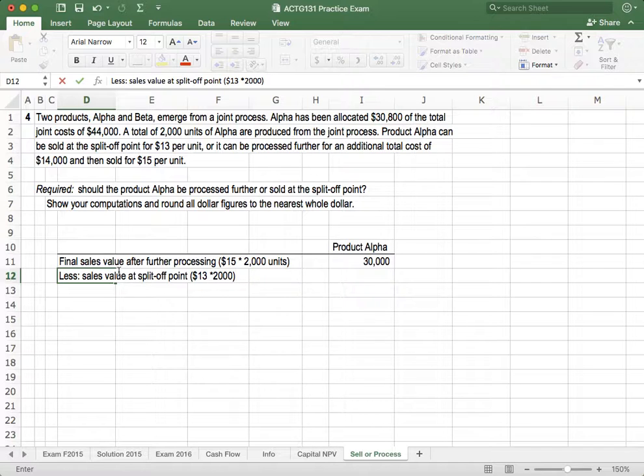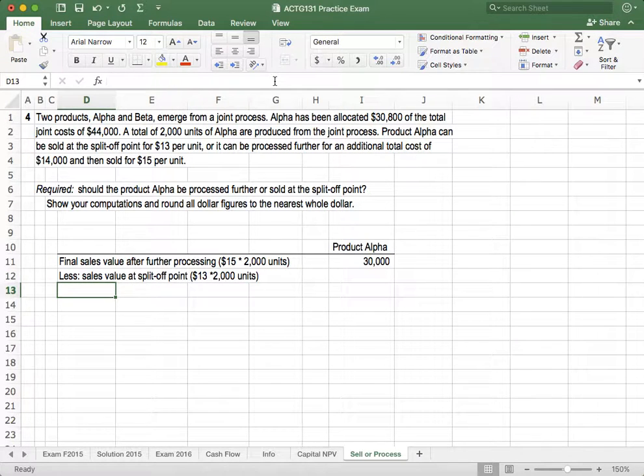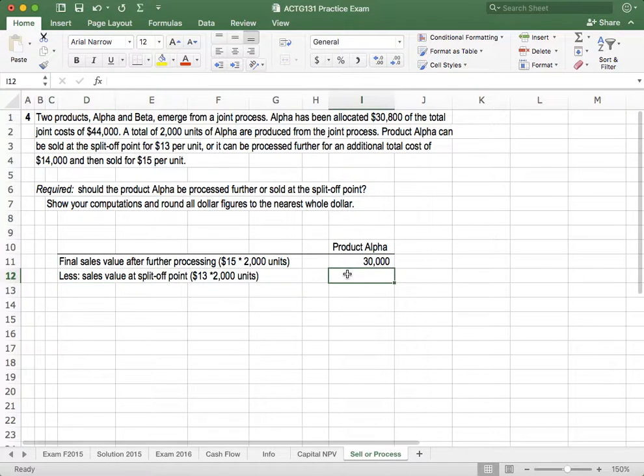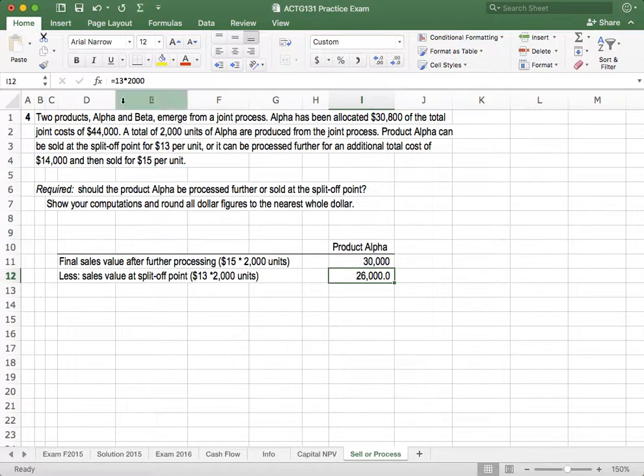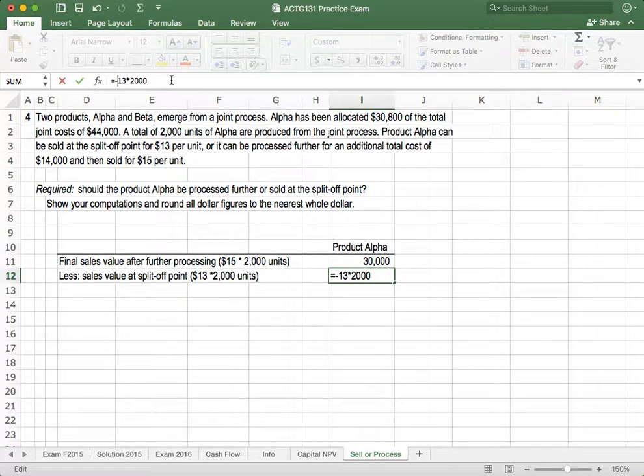Now, I've had students ask, can I just subtract the 2 and then multiply it by 2,000 units? Absolutely, but I like to do it the complete way so that those of you, like myself, who can't think that quickly can follow along. So here we go. We're going to subtract that sales value, because when we move to the $15, we will no longer get the $13. So here we have $13 multiplied by 2,000 units.